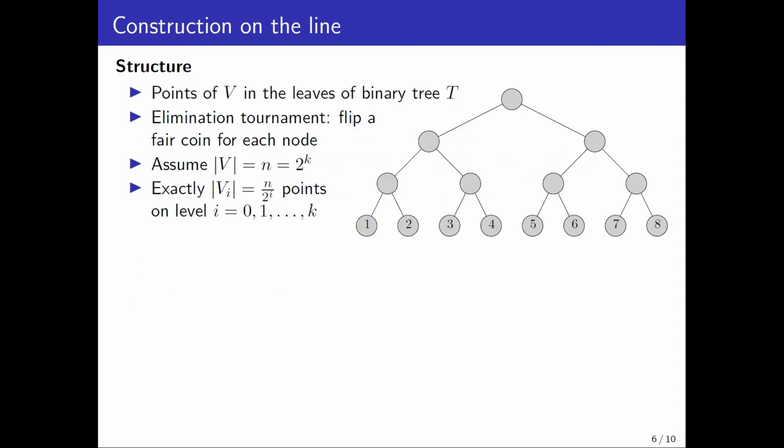First we define a structure on the points. Suppose that the number of vertices is a power of 2, so n is of the form 2 to the k for some positive k. And suppose that we have a full binary tree where the points are located in the leaves of this tree from left to right in increasing order. And then we play an elimination tournament, which means that for each internal node we flip a fair coin to decide whether the left or the right child wins. And the winner occupies the node. So in this way we get a logarithmic number of levels, and that's the structure that we have on the points.